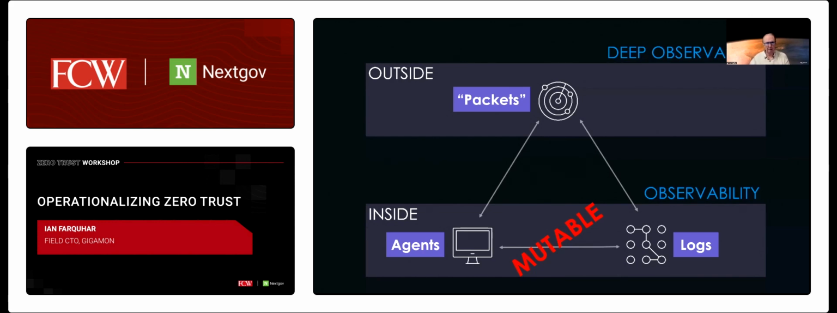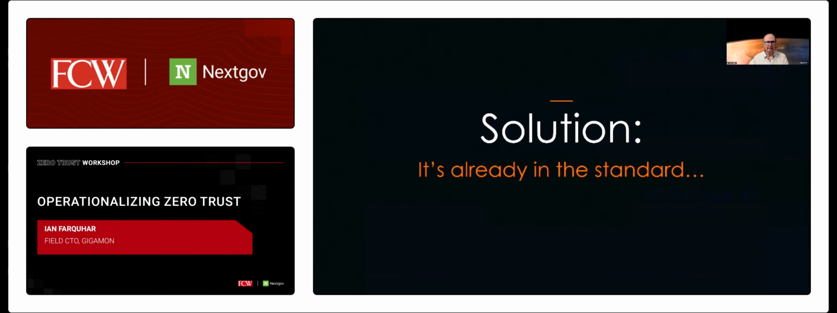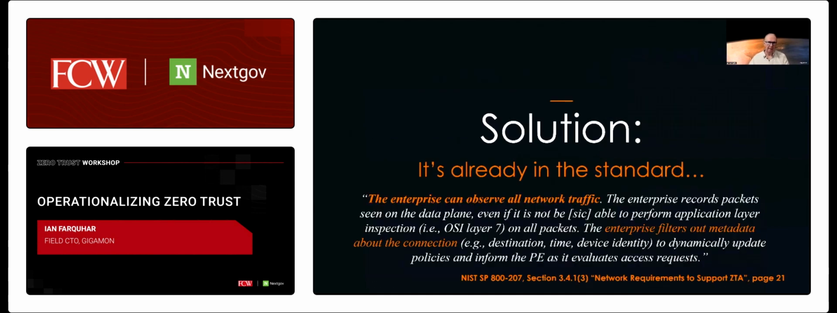And you'd think, right, that would actually be in the standard. So why isn't it? It actually is. NIST SP 800-207 says it very, very quickly. It's a section called Network Requirements to support ZTA. The enterprise can observe network traffic. The enterprise filters out metadata about the connection to dynamically update policies and inform the policy engine as it evaluates access requests. Deep observability is a requirement of zero trust.